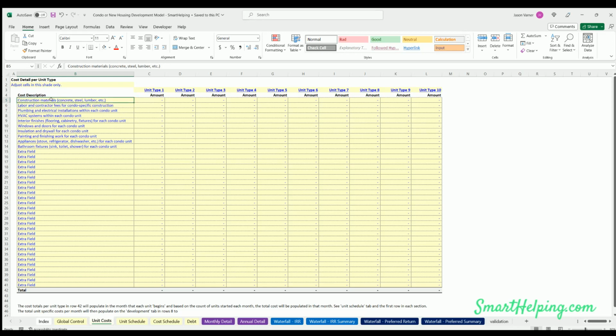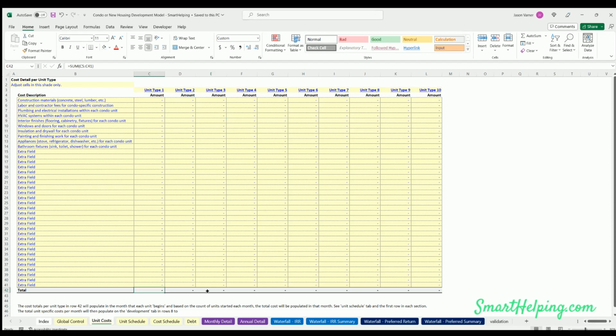So construction materials, concrete, steel, lumber, all that, labor and contractor fees, plumbing, HVAC, interior, windows, insulation, painting, appliances, bathrooms, and what have you. So you can list these. And you might have some units that have certain things and some units that don't have. That's fine. List all of the different costs here. And then just fill in which units have what costs.